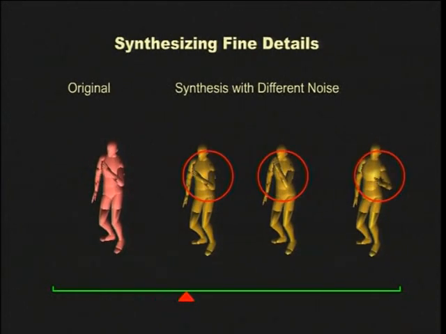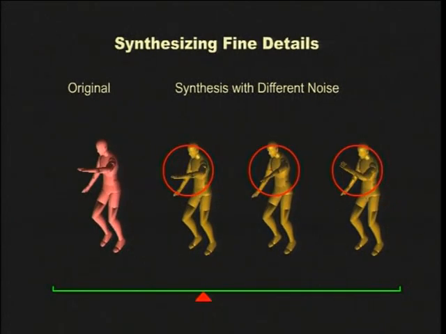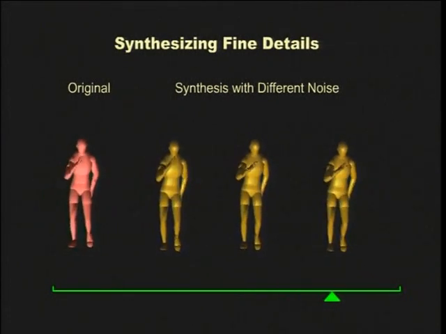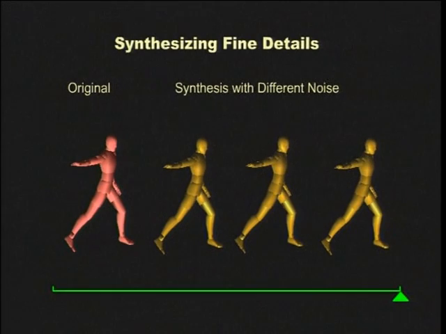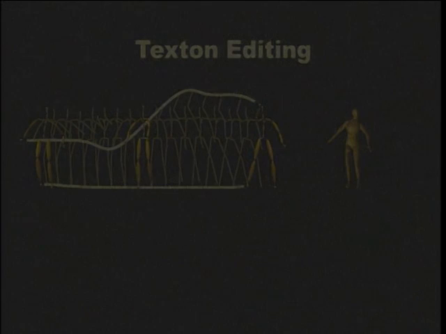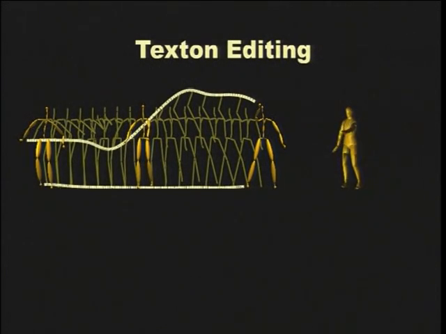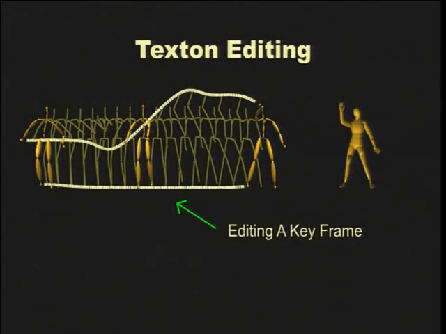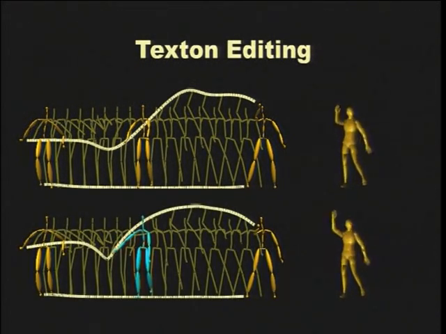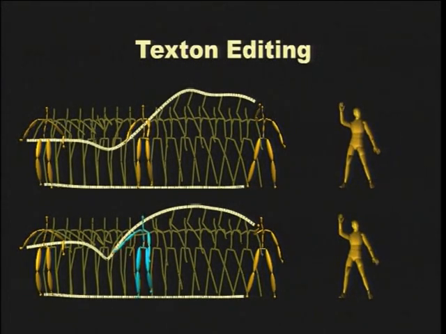From a single texton, we can synthesize characters with fine details while keeping the same dynamics. Fine motions can be edited at the texton level. For example, we can change the pose of an intermediate frame of a texton. By setting the new pose as an additional constraint, new motion can be synthesized easily.